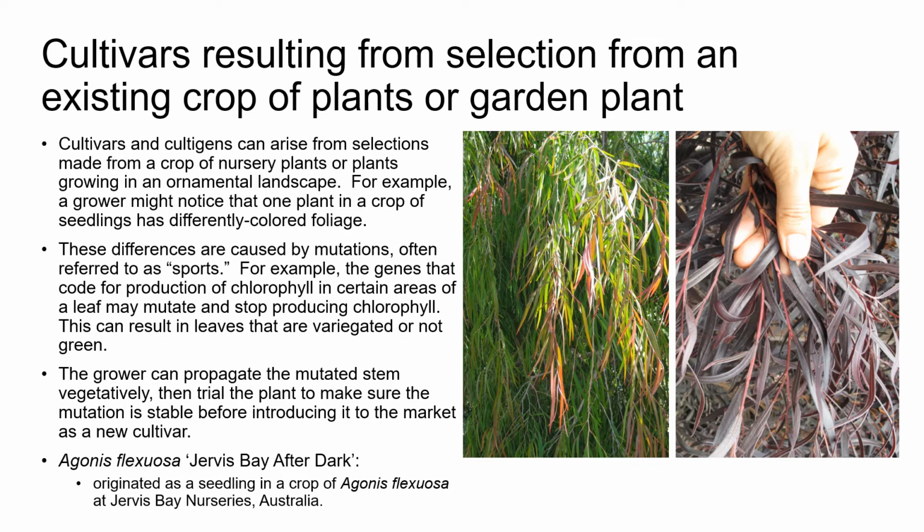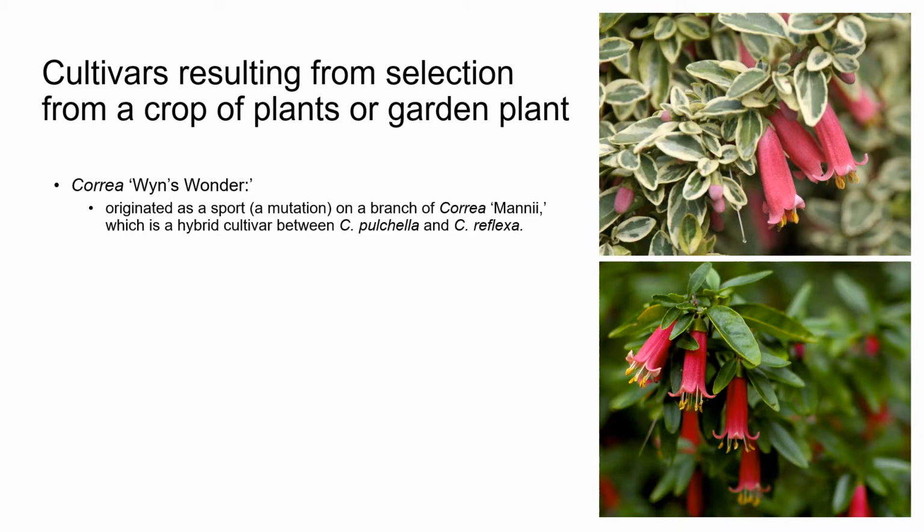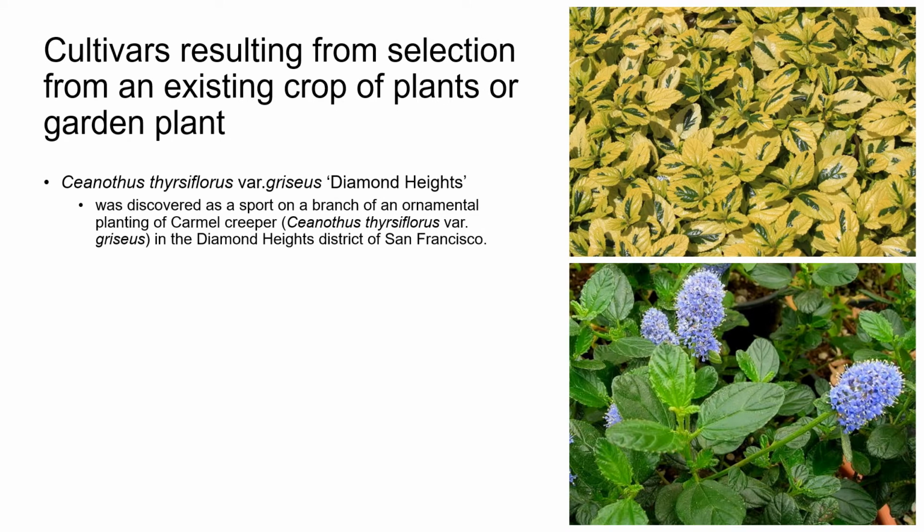A second example is the evergreen shrub Correa 'Wyn's Wonder', which originated as a sport, so a mutation, on a branch of Correa 'Mannii', which is a hybrid cultivar between Correa pulchella and Correa reflexa. And here's a third example. Ceanothus thyrsiflorus variety griseus, 'Diamond Heights'.